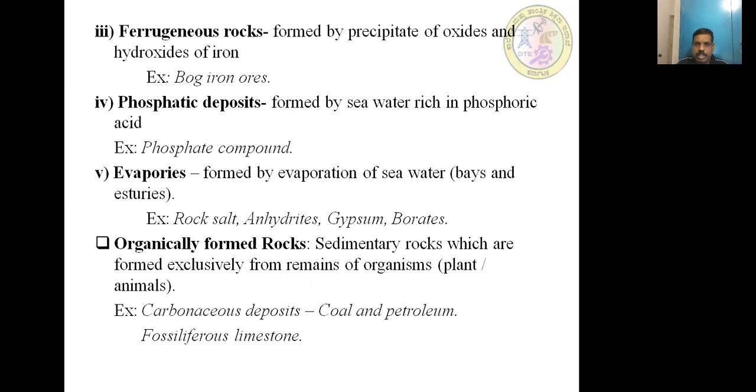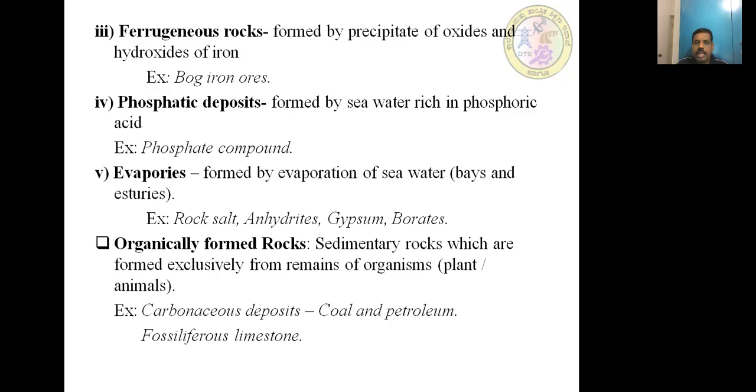Third one is ferruginous rocks formed by precipitation of oxides and hydroxides of iron. Example, banded iron ores. Fourth one is phosphatic deposits formed by seawater rich in phosphoric acid. Example is phosphate compound or phosphatic nodule. Evaporites formed by evaporation of seawater, bays and estuaries. Example, rock salt, anhydrite, gypsum, borates, etc.